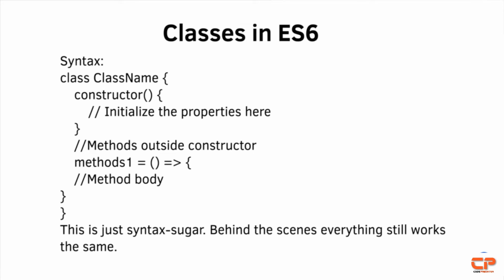We use the class keyword followed by the class name, and the class name should start with a capital letter, so it's just a standard. Inside the class, we have our constructor function where we initialize the properties, and outside the constructor function, but inside the class, we have our methods. Now this is just syntax sugar. So everything behind the scenes still works the same way we saw in the JavaScript videos. It still creates those constructor functions, the prototypes, etc. So let's try an example to understand it better.